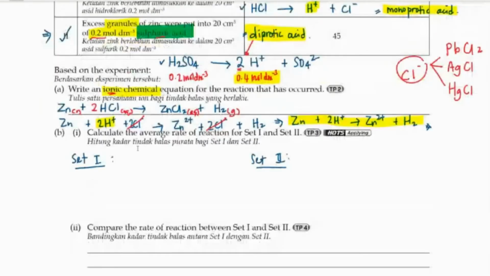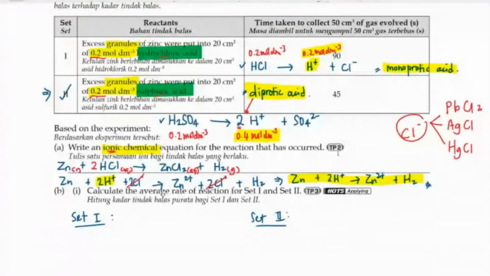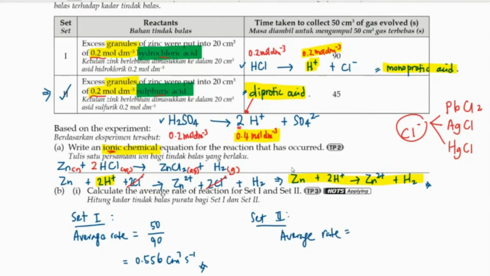For set 1, what is the average rate of reaction? Volume divided by the time. So the volume is 50, the time is 90. So you get 0.556 cubic centimeter per second. How about set 2? Average rate, 1.11. Again, 50 over 45, so it will be 1.11 cubic centimeter per second.